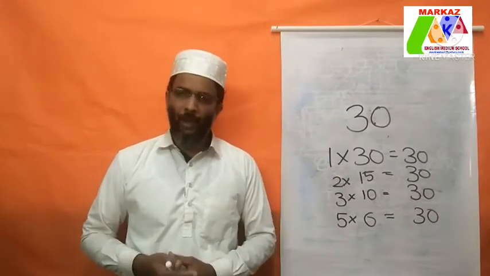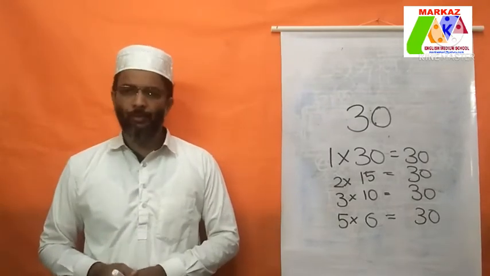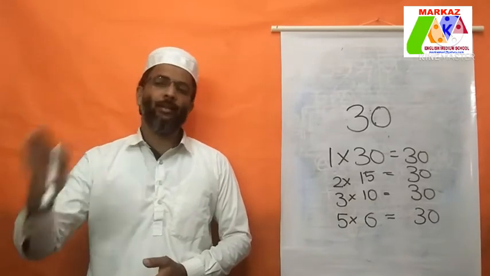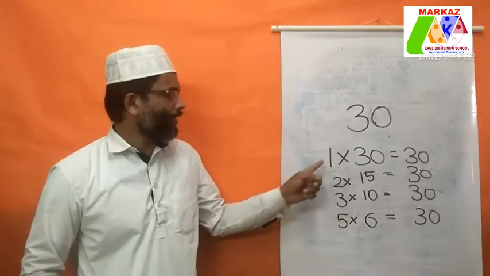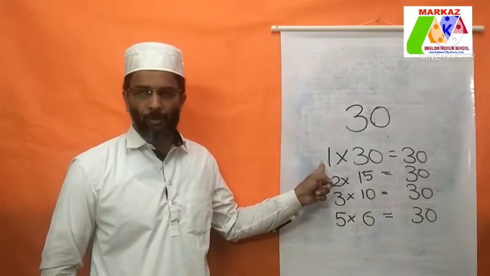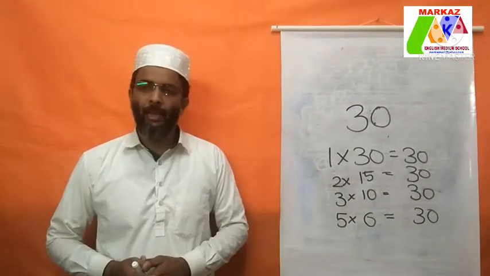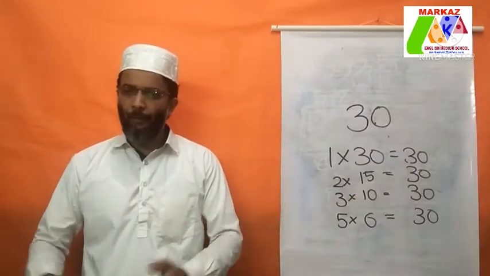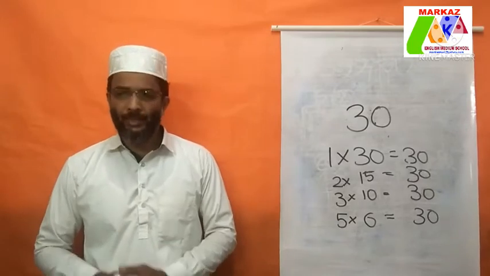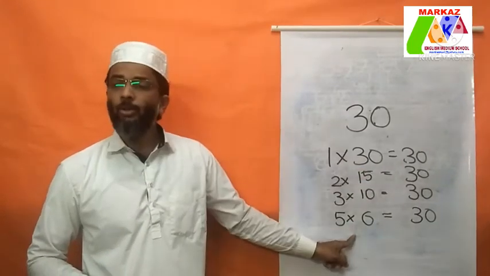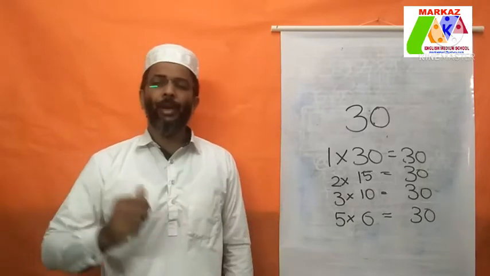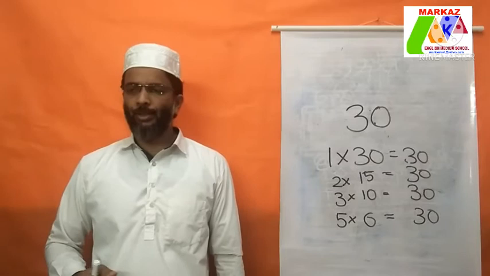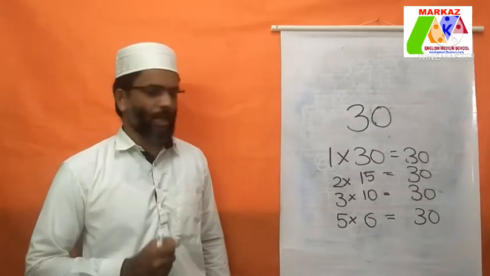Now, look at these factors and remember these points. A factor of a number exactly divides that number. 1 is a factor of every number. Every number is a factor of itself. The factor of a number is always less than or equal to the given number. Every number except 1 has at least 2 factors, 1 and the number itself.